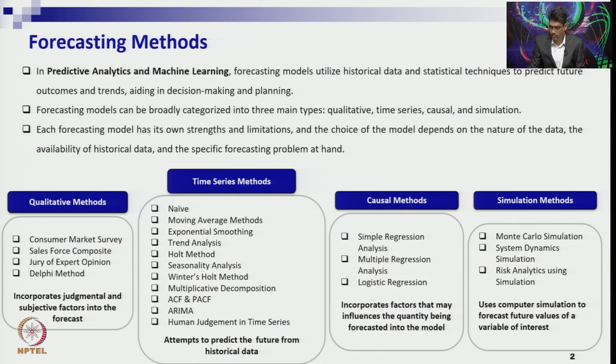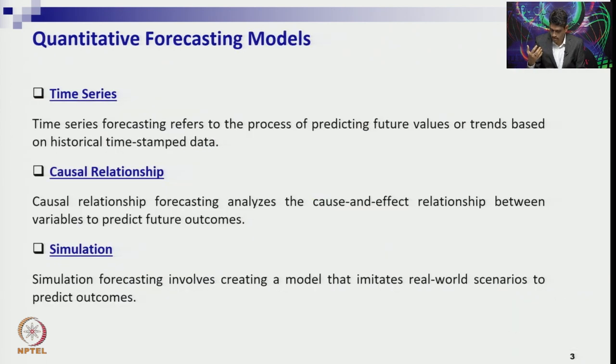So let's discuss the components of time series and the different types of measures of accuracy that exist in the literature, that we need to study to measure which model is better or which model is performing best as compared to the other models. That measure of accuracy we'll also study today. In general, apart from qualitative, I talked about time series, causal models and simulation models. All these aspects will be covered in this course.